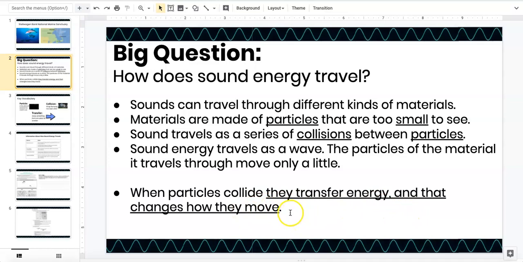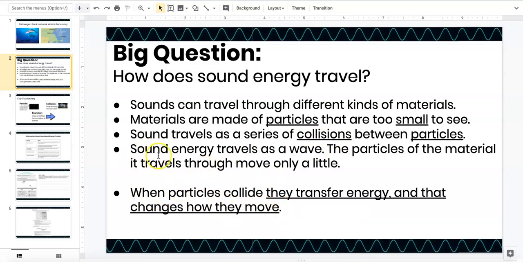This is how the sound actually gets to the listener. If the particles are not moving, they are not shifting towards the listener, and we are not actually able to hear whatever sounds are around us. So it is very important that the particles are colliding so that they can move towards the listener.